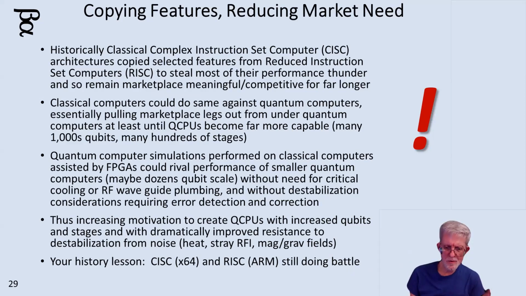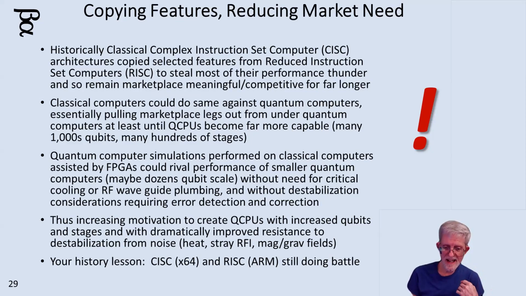How do we make these things run faster? How do we add more operators to them? How do we deal with all of the destabilization from noise, heat, radio frequency fields, magnetic fields, gravitational fields? And the answer is you can't, because they're physical limitations.